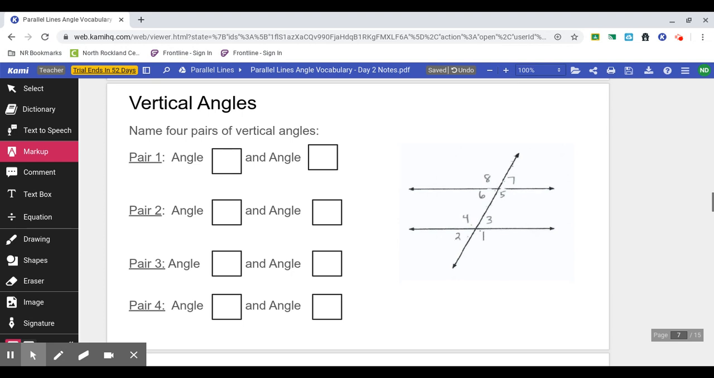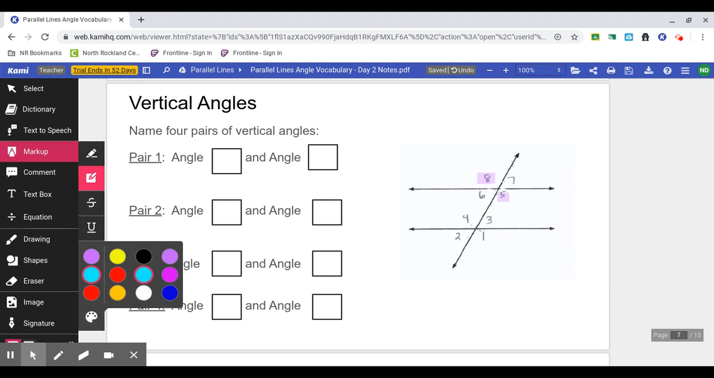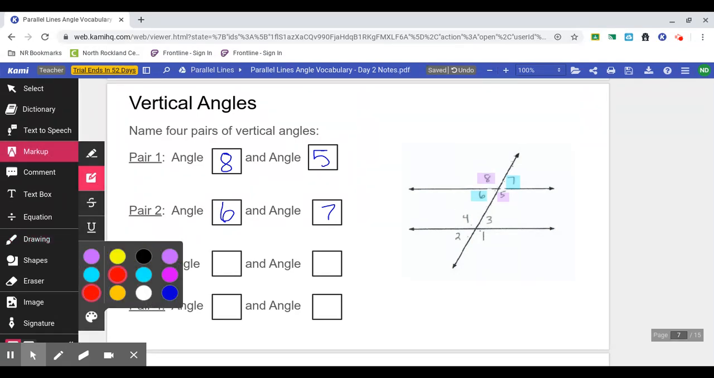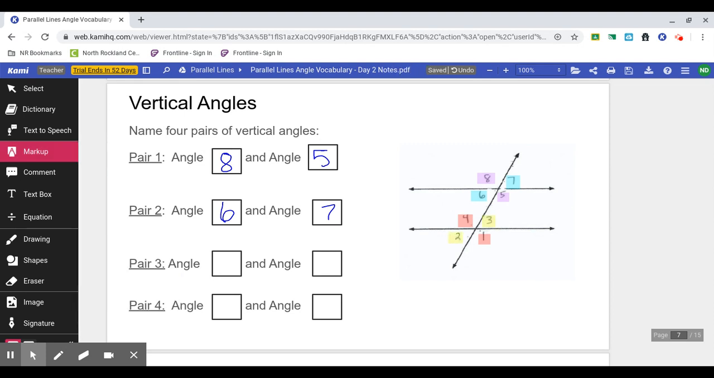Okay, so we're going to do some practice identifying our vertical angles. So if I just look at that first parallel line here, my first set of vertical angles is going to be angle 8 and angle 5. Then we have angle 7 and angle 6. So if I wanted to write that in here, angle 8 and angle 5, angle 6 and angle 7. Okay, now I'm going to look at my second parallel line. Angle 4 and angle 1 are vertical, and angle 3 and angle 2 are vertical.